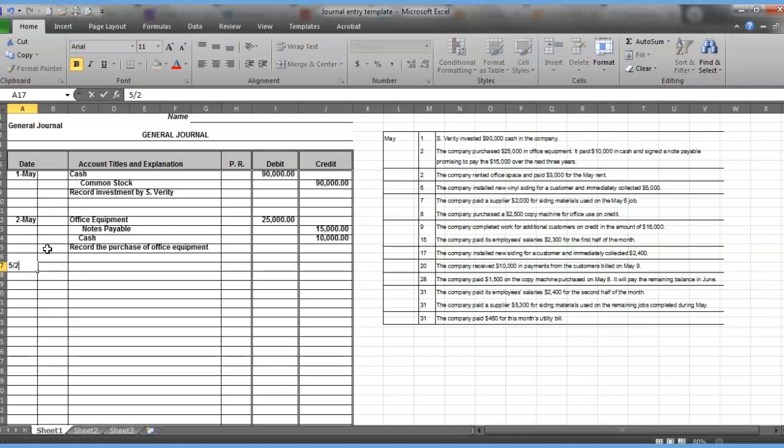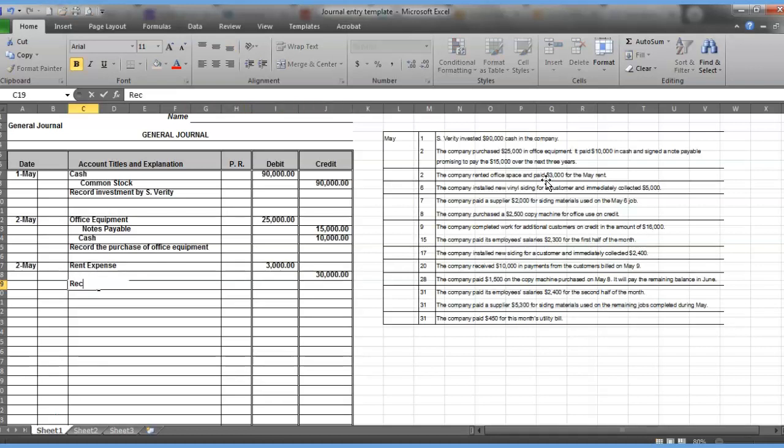Also on the 2nd of May, it says here, the company rented office space for $3,000 for the month. And since we're in May, we can record the incurrence of rent expense. Remember, rent expense is a reduction in equity. When you want the equity to go down, you have to debit. So in this case, rent expense is a $3,000 debit. Now, it doesn't say that we paid cash, but you can assume when you use the word paid, you are writing a check or paying it in cash.